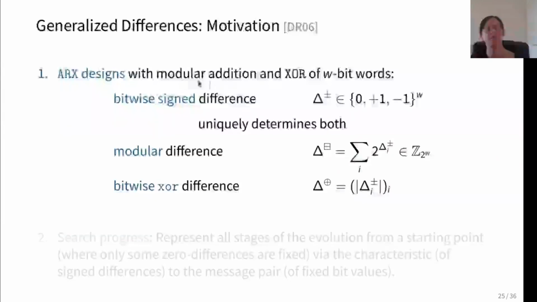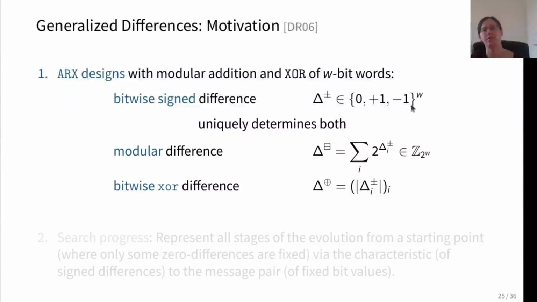Here we would be more interested in the modular difference, which is the first bit vector minus the second bit vector modulo 2 to the word size. And so we want to use a difference notion which is useful both to describe modular additions and XORs. A compromise is the so-called signed difference. What the signed difference says is for one bit, it's either 0, +1 or -1, where a signed difference of 0 means the same as a difference of 0, so both bits are identical.